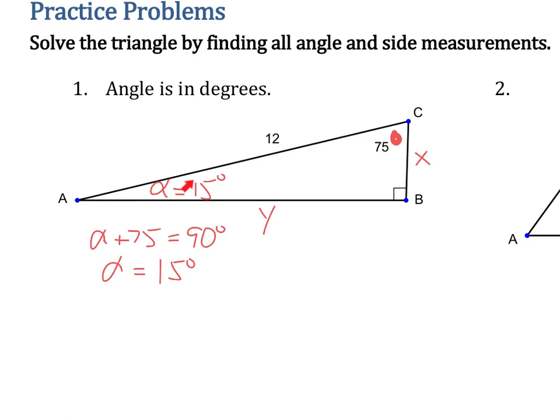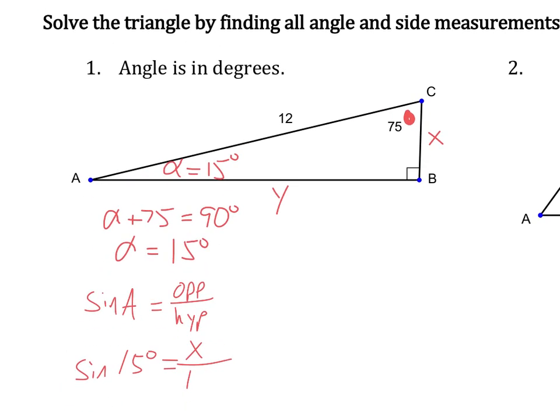How does X relate to this angle? Well, X is opposite. So we have the opposite is what we're looking for. And what do we know? We know the hypotenuse. So we ask ourselves, is that sine, cosine, or tangent? Well, that's sine. So the sine of angle A is equal to opposite over the hypotenuse. And so our angle is 15 degrees, and that's opposite, which we don't know, X over 12. 12 is the hypotenuse. Opposite over hypotenuse.